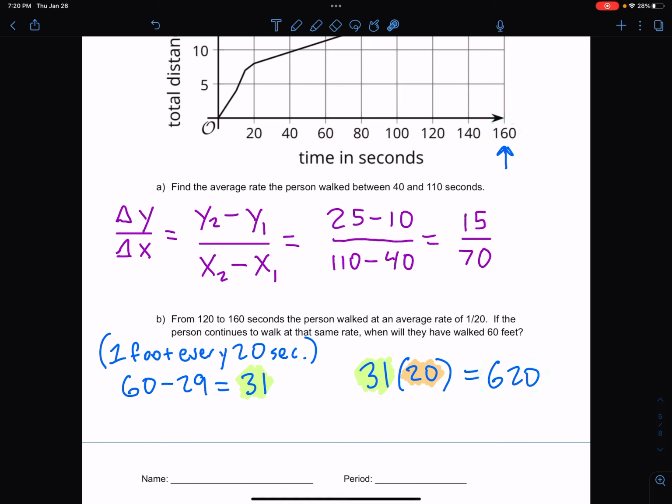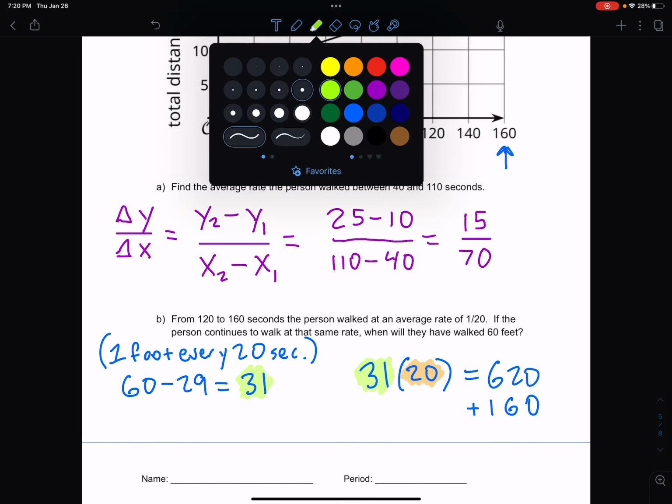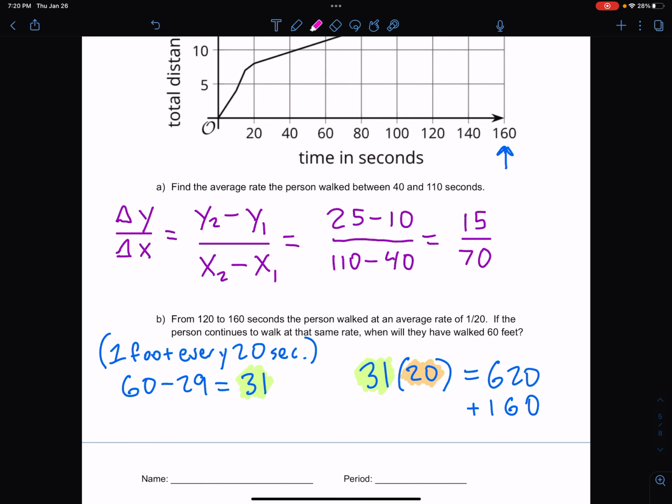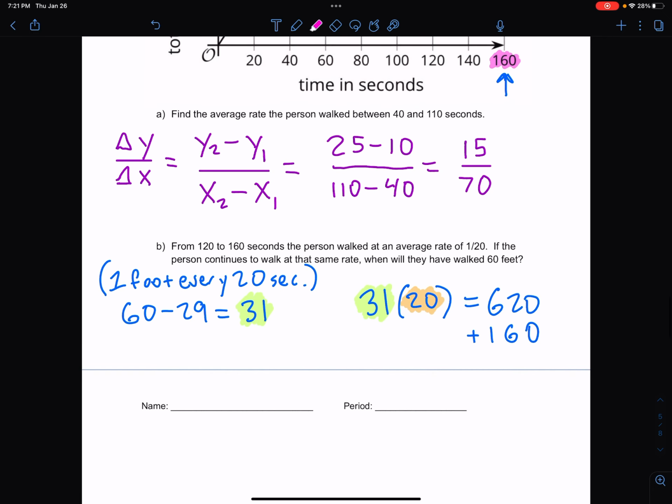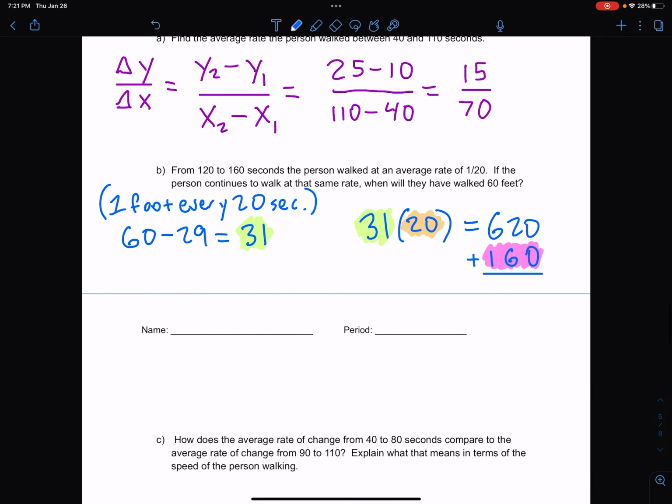So add the 620 plus the 160. Where did the 160 come from? It came from right here. It took us 160 seconds to get to that 29-foot mark. So I need to make sure to add that to the 620 seconds that it's going to take to go that additional 31 feet. And what do we get here? What's our final answer? It's approximately 780.